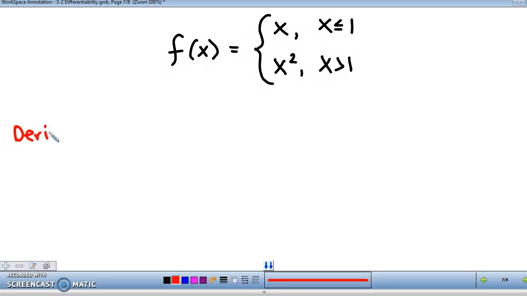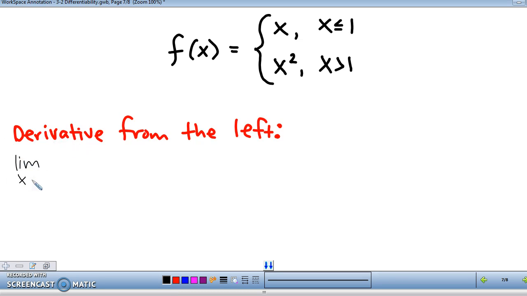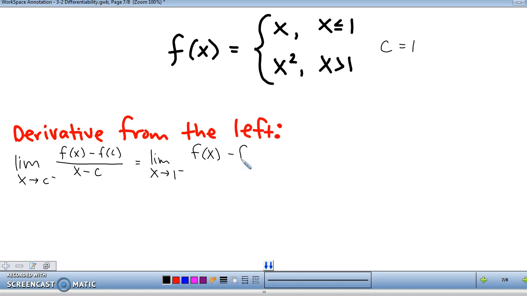So, derivative from the left: that's the limit as x approaches c from the negative side of f of x minus f of c over x minus c. Well, in this case, c is 1. So I'm going to put more specifically the limit as x approaches 1 from the negative side of f of x minus f of 1 over x minus 1.